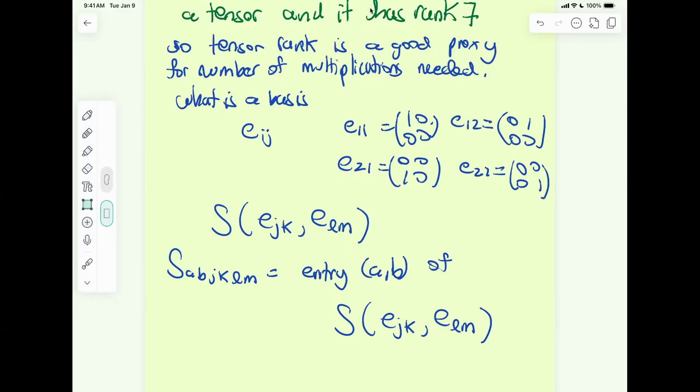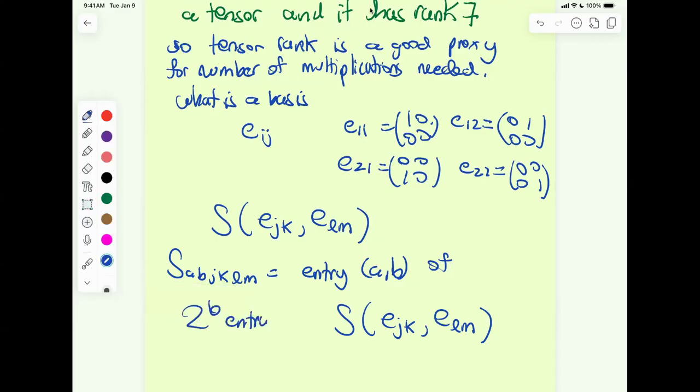Each of these indices has two values, right? Because each row can be 1 or 2, and each column can be 1 or 2. So we have 2 times 2 times 2 times 2 times 2 times 2, which is 2 to the 6, and that's 64, if I'm not mistaken. So it would have 64 entries.